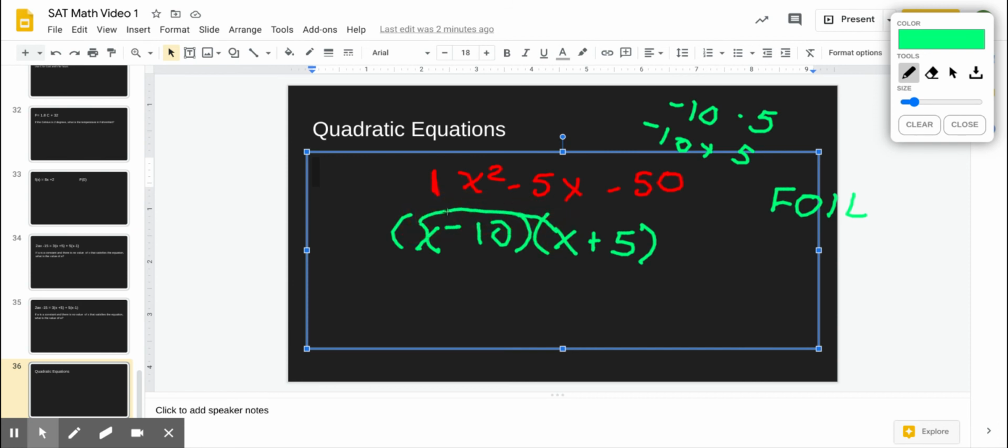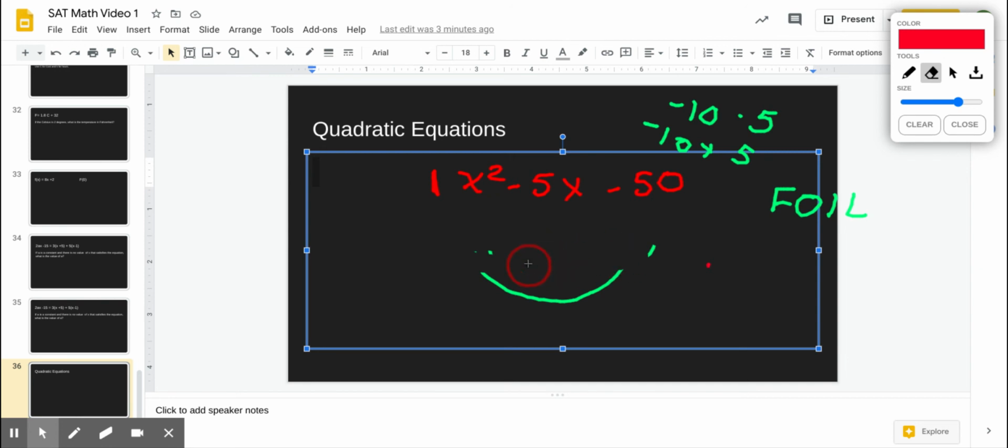X times x is x squared. X times 5 is 5x. Negative 10 times x is negative 10x. And negative 10 times 5 is negative 50. If you're not familiar with FOIL, I'll do it very quickly just to make sure you understand. Let's do it down here. I'll do it slowly so you understand it. If you know FOIL, you can just fast forward the tape.